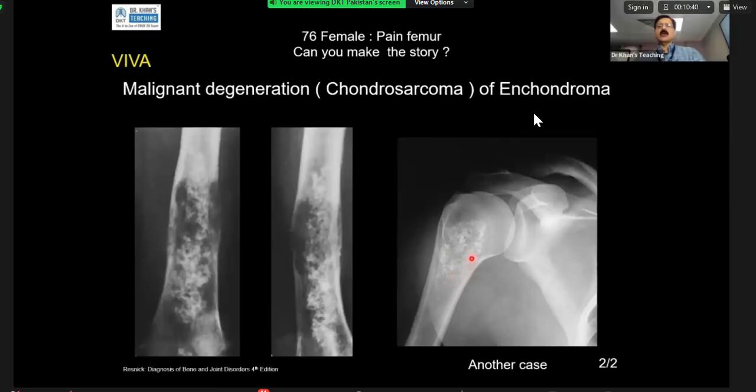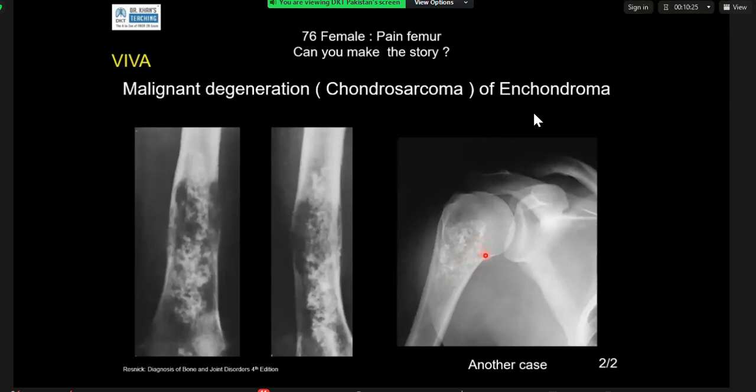But coming back to the plain film, chondroid matrix will be calcified, and this calcification will be ring, arc, punctate: rings or arcs or dots, that kind of a thing. Incomplete rings, arcs, complete rings, arcs or punctate type of calcification.